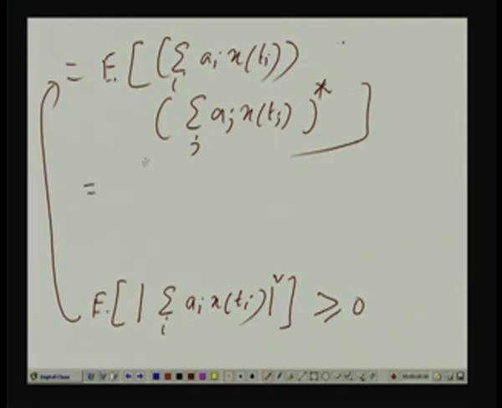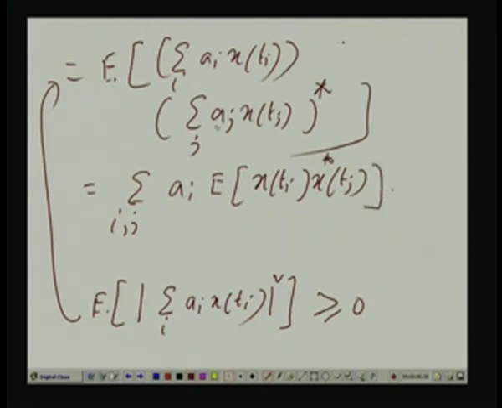And this is nothing but the summation, maybe you can put a double summation, over i and j. A_i, A_j are not random, so they remain as they are. The expected value of x(t_i) into x star(t_j), into A_j star, and this is nothing but your R of T_i, T_j. So, this proves it.